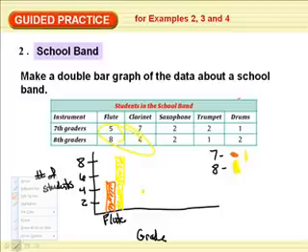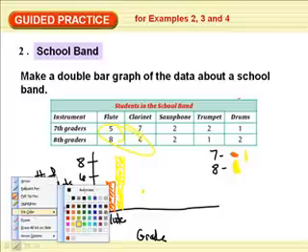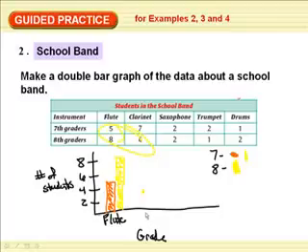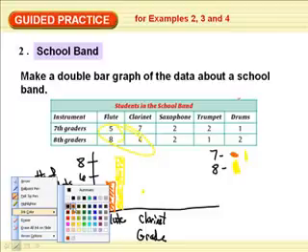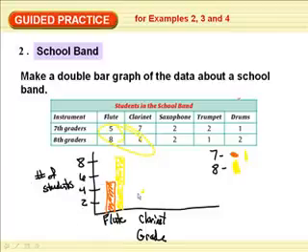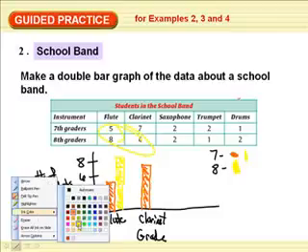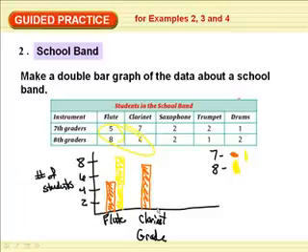Okay, then you go to the next one, which is going to be the clarinet. And for 7th grade, I had 7 clarinet players. So I'm going to go up to 7 and make the bar. And for 8th grade, I've got 4.